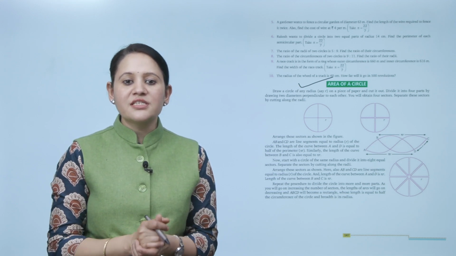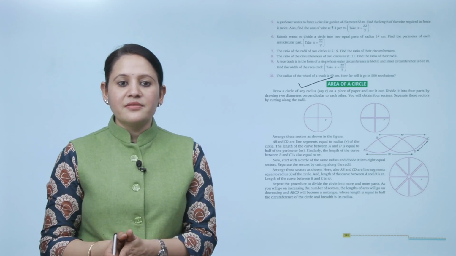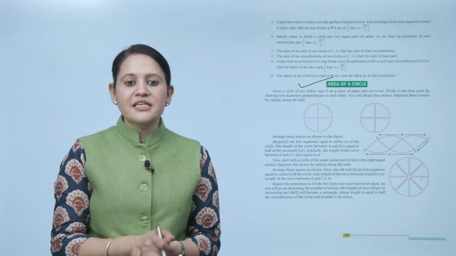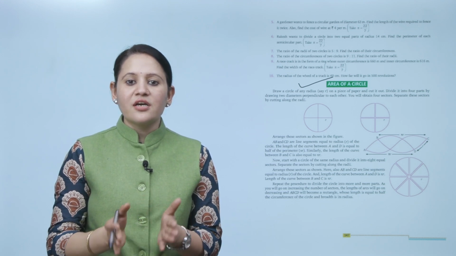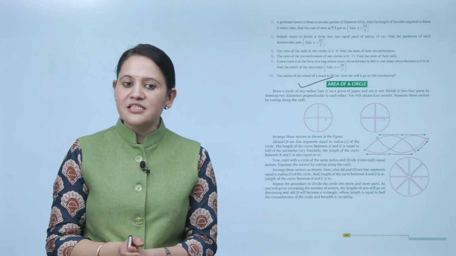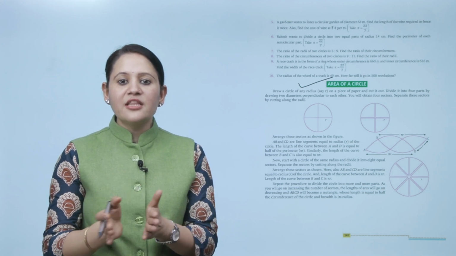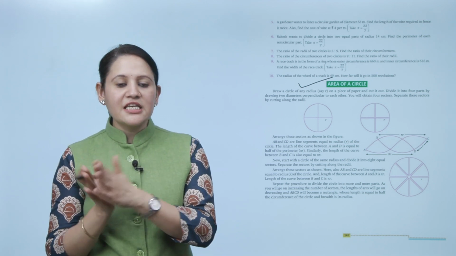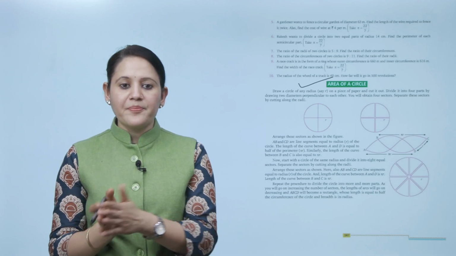Now start with a circle of the same radius and divide it into 8 equal parts. Separate the sectors by cutting along the radii. Arrange the sectors as shown here. Also AB and CD are line segments equal to the radius of the circle. The length of the curve between A and D is pi r, and the length of the curve between B and C is also pi r.